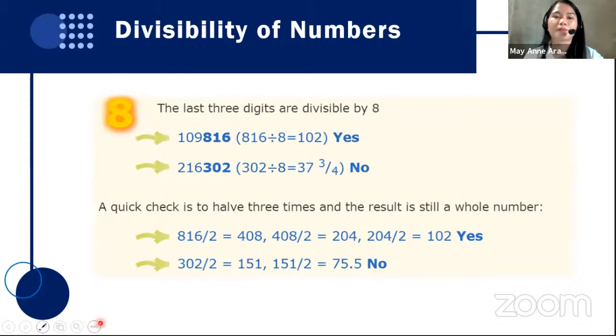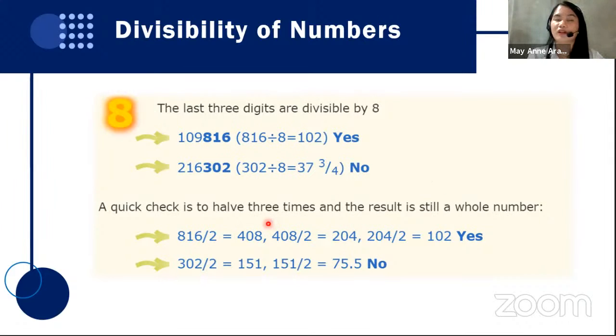Next, let's proceed to the divisibility rule of 8. Here, if in divisibility with 4 you use the last 2 digits, for 8 it's the last 3 digits naman. So you have 109,816 and 816. Since 816 is divisible by 8, then this number is also divisible by 8. And for 216,302, the last 3 digits, 302, are not divisible by 8. So you can say that 216,302 is not divisible by 8.